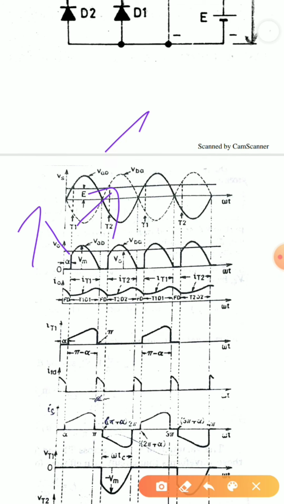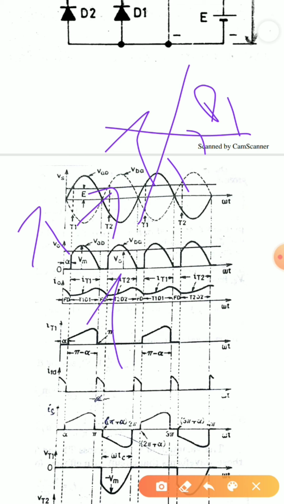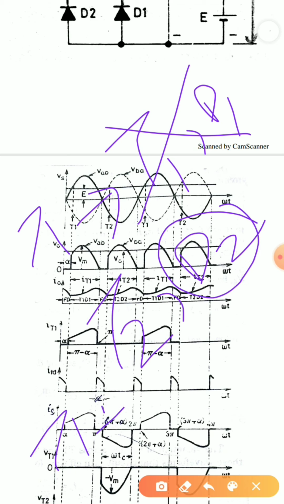Then again we can see that at pi, thyristor T1 and D1 will become reverse biased, but at the same instant T2 and D2 will become forward biased. D2 will turn on, T2 will not turn on. At pi plus alpha, T2 will turn on. So from there the second half I can get.